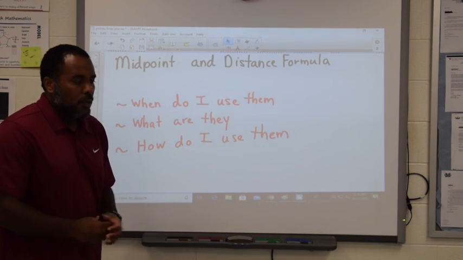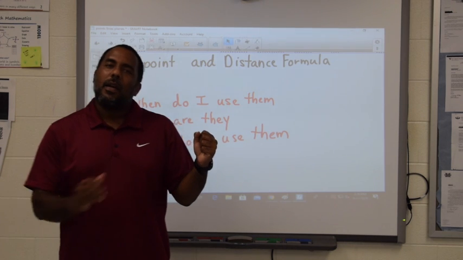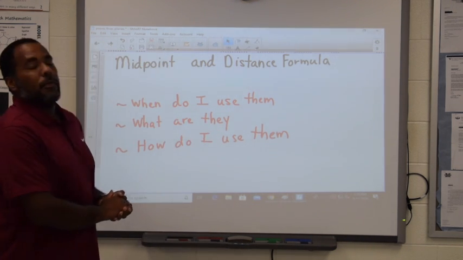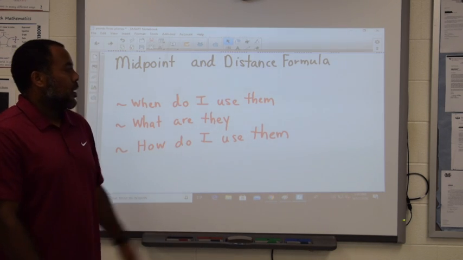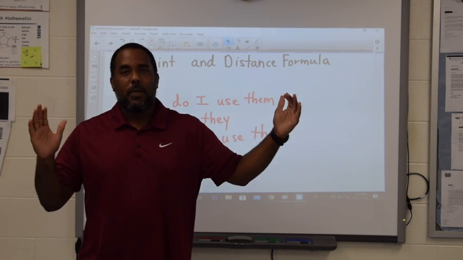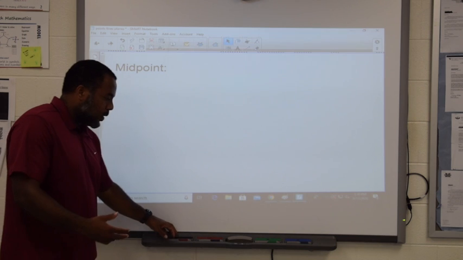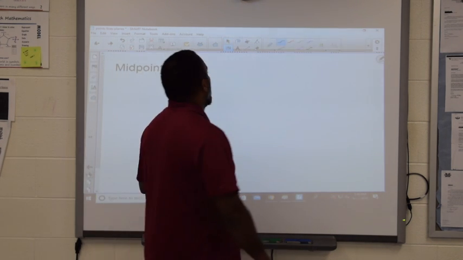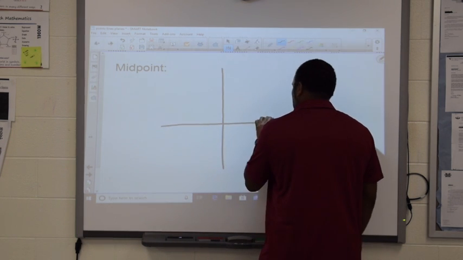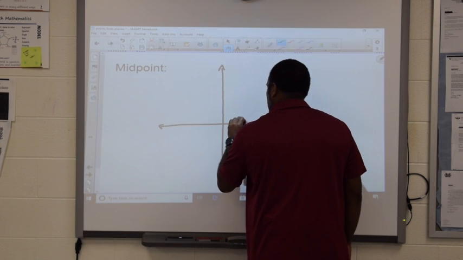When will I use it? So maybe I'm looking at the distance between 2 points and I need to find the middle. Good time to use the midpoint formula. Maybe I have a point here and a point over here, and I need to know the distance between them. That's the distance formula. But when do I use it? Usually you'll see it if you can come up with a coordinate grid, an X, Y axis, a nice little coordinate plane.